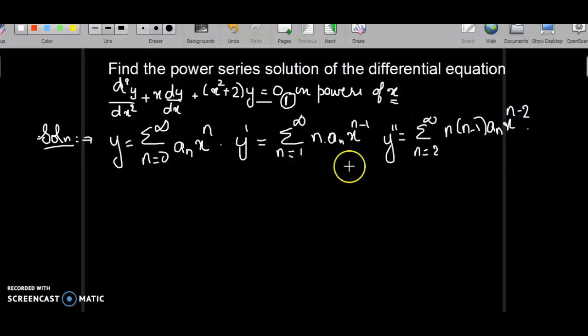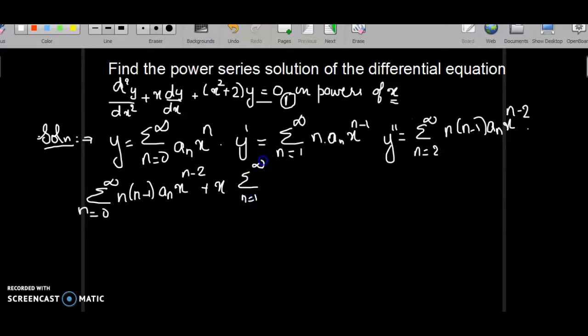Now we are going to substitute all these terms into equation number 1. We have Σ n(n − 1) aₙ xⁿ⁻² plus x times y', which is Σ (n = 1 to ∞) n aₙ xⁿ⁻¹, plus (x² + 2) times our y, which is Σ (n = 0 to ∞) aₙ xⁿ, equal to 0.